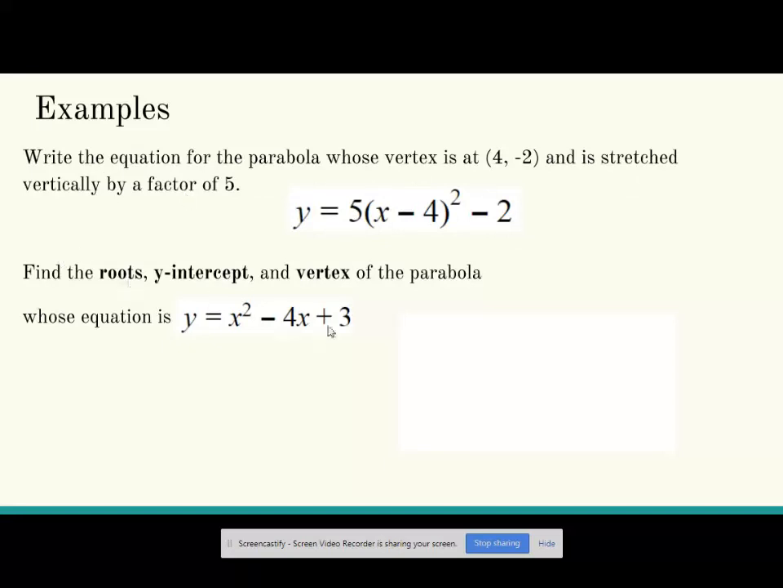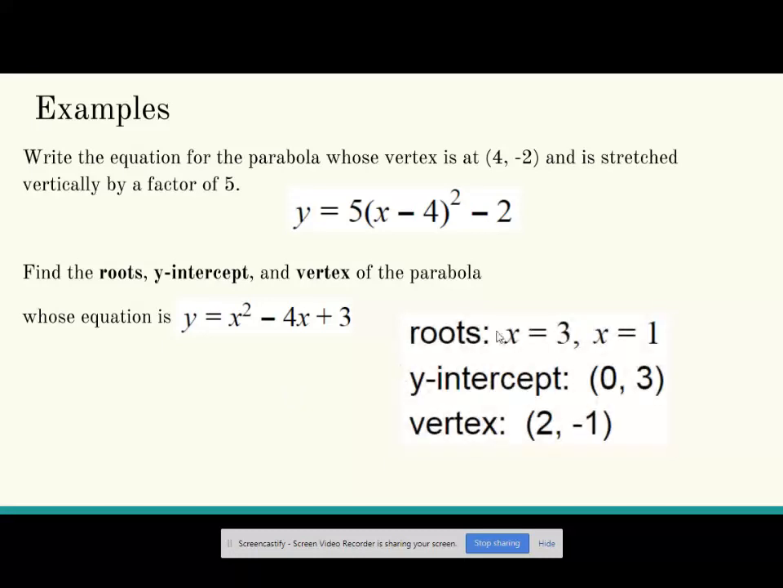Finding the roots, you could either use the quadratic formula or you could factor this. It factors nicely to (x minus 3)(x minus 1). And so the roots would be at 3 or 1. So you would say the roots are at 3, 0, or 1, 0. I think I have listed just x equals 3 and x equals 1, but it'd be at 3, 0 and 1, 0. The y-intercept, if you plug 0 in for x, you would end up with 0, 3 as the y-intercept.